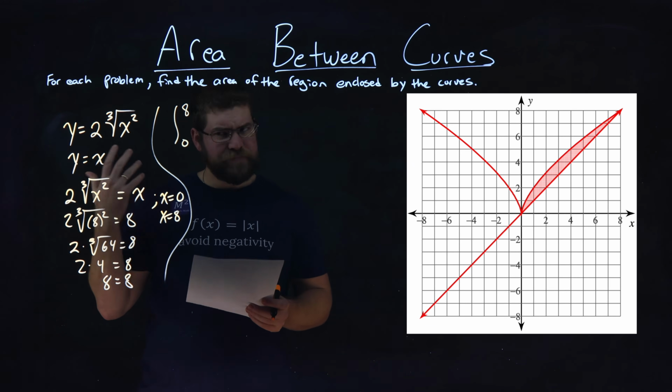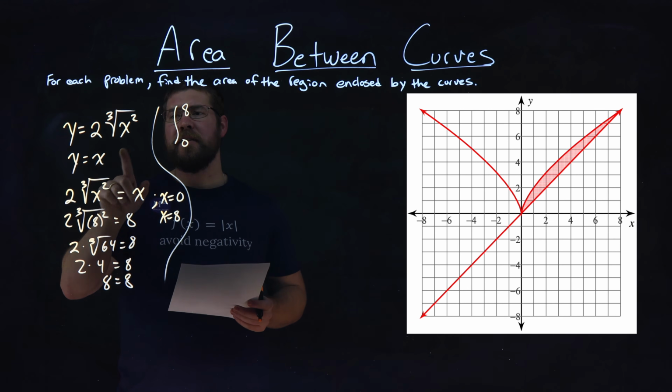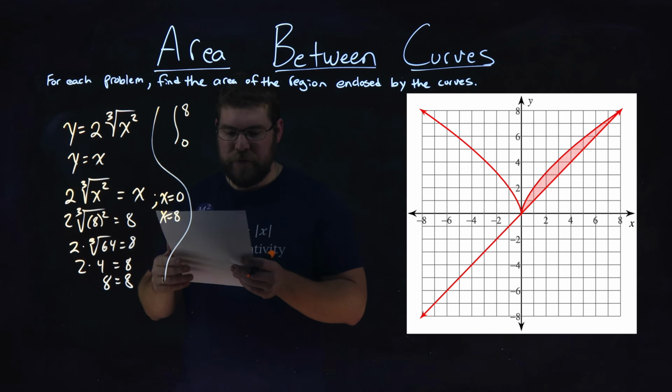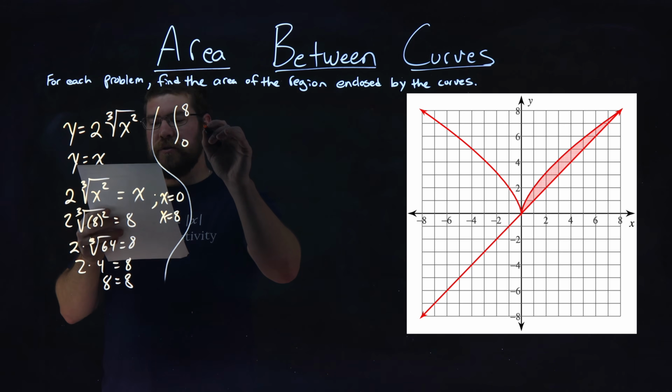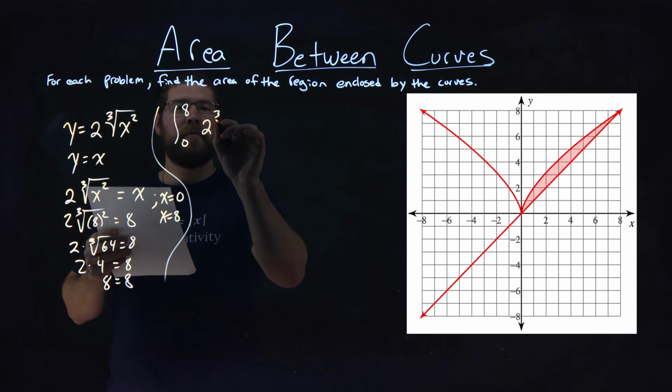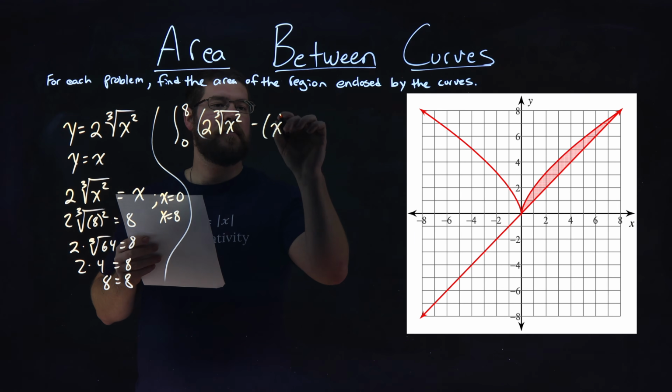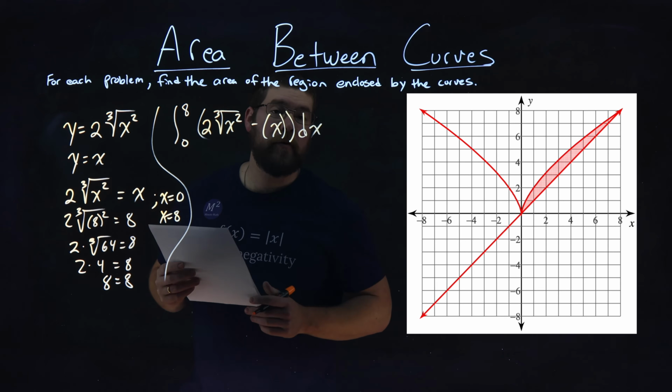It's within the interval. 1 in for x is 1 here. Here it's a 2. Got that? 2 is going to be higher. That's the upper equation. So we have 2 times the third root of x squared minus the second equation, which is x, dx. Not too bad.